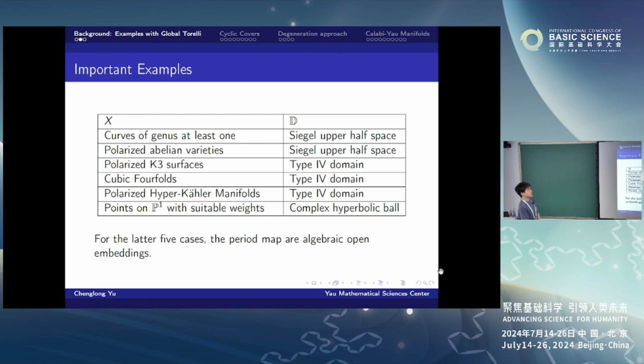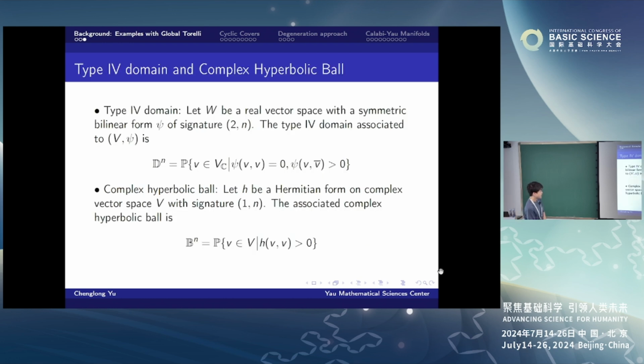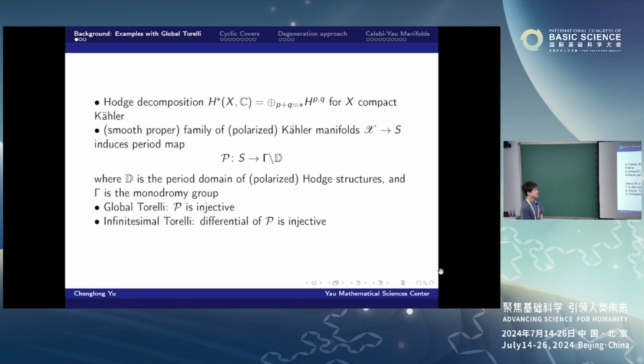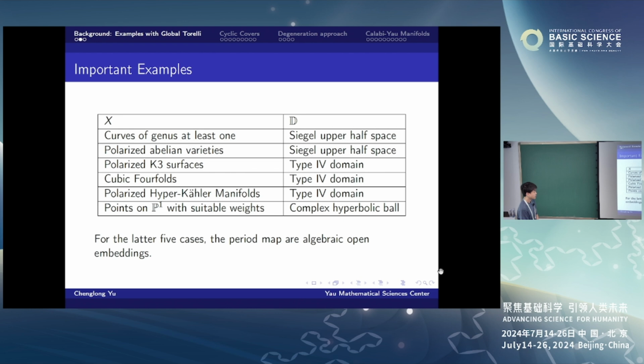So in general, for a general variety, the period domain is not very nice. It's not a Hermitian symmetric space. You don't have a very good theory studying those things. But for these examples, the period domain is very nice. It's a locally symmetric space, and if you quotient out by this gamma, then you will form a quasi-projective variety, and you have a very nice compactification theory for these quasi-projective varieties. And also those compactifications have some moduli interpretations.